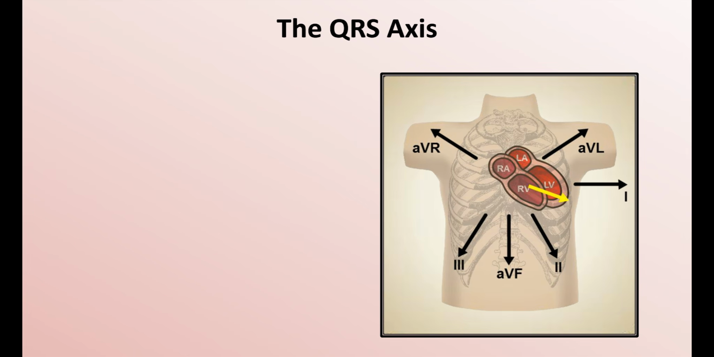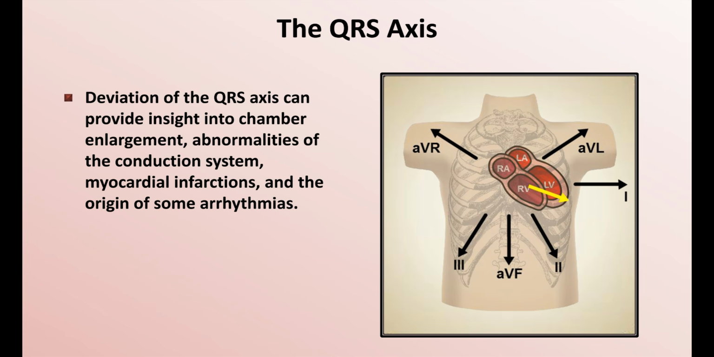In some circumstances, one might want to also calculate the QRS axis in other planes, such as the so-called transverse QRS axis using the precordial leads. Doing this quantitatively is rare. However, a qualitative assessment of the transverse QRS axis is very common, but is usually referred to as assessment of the R-wave transition. The R-wave transition point will be discussed in another lecture. And unless otherwise specified, the term QRS axis should be assumed to refer only to the axis in the frontal plane. Deviation of the QRS axis from normal can provide insight into chamber enlargement, abnormalities of the conduction system, myocardial infarctions, and the origin of some arrhythmias.